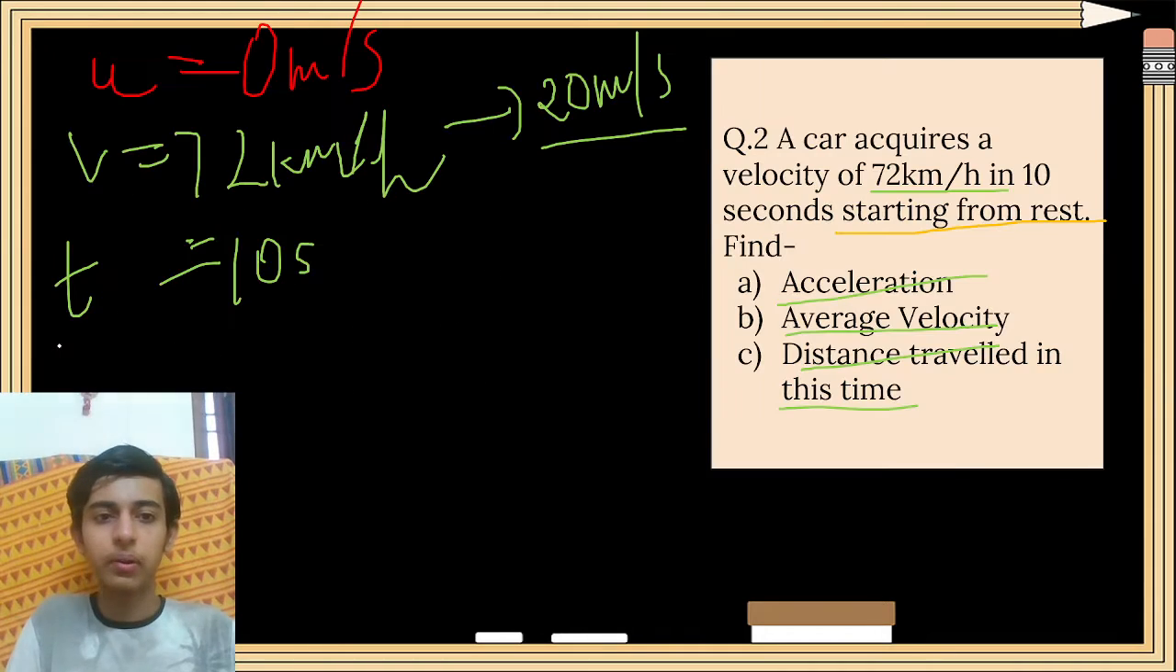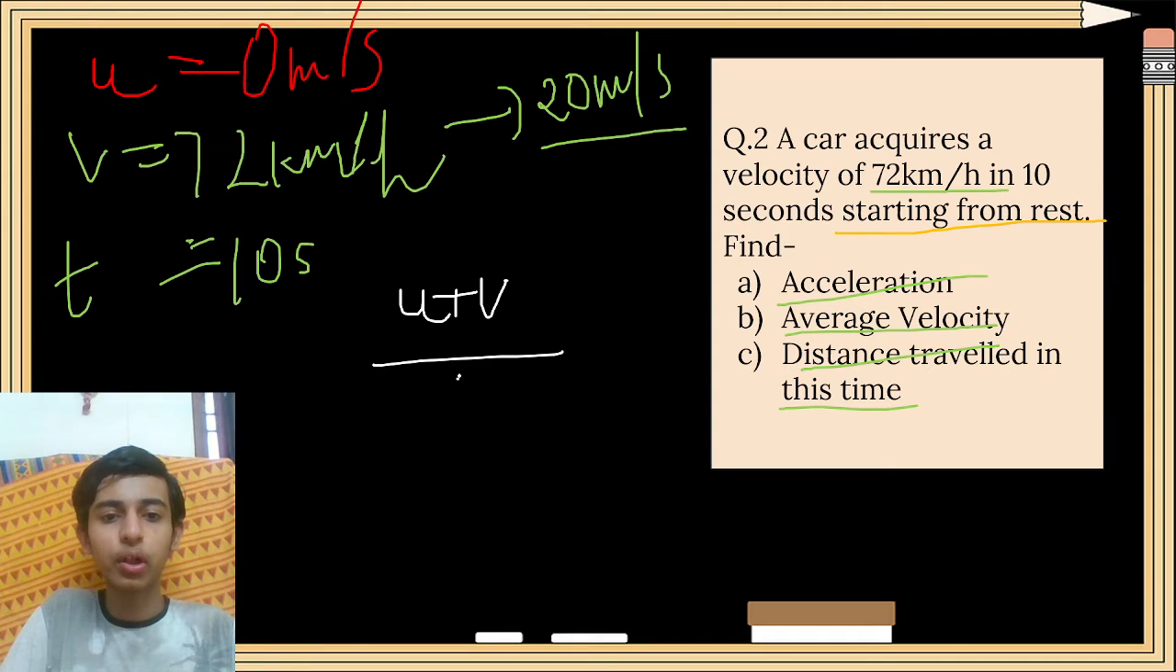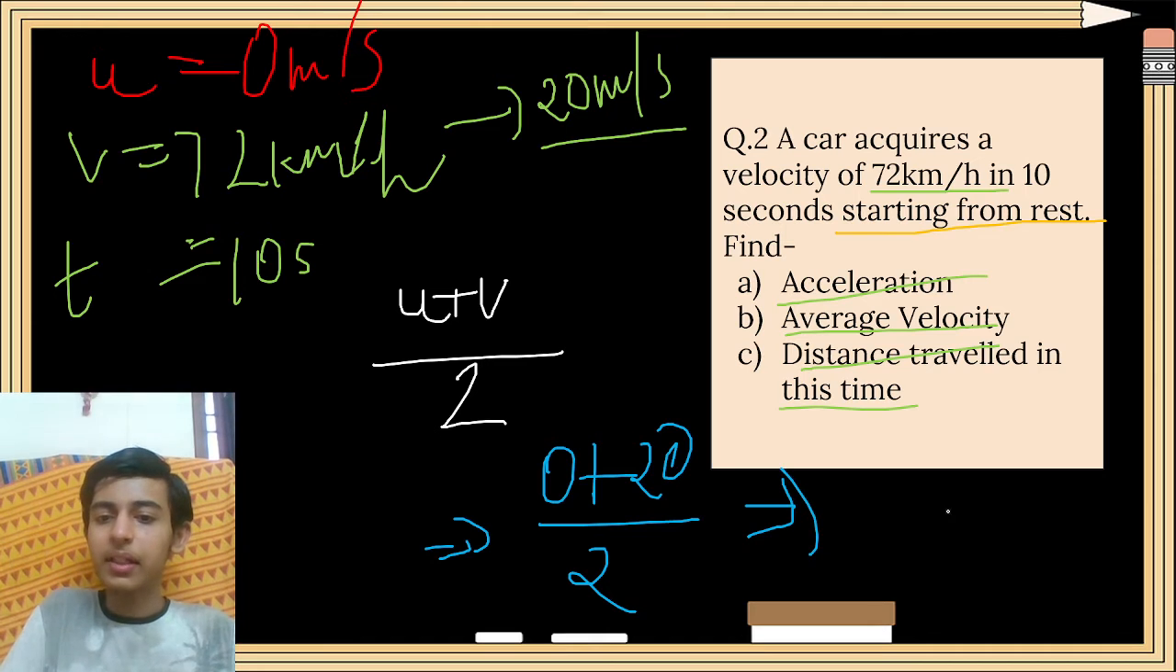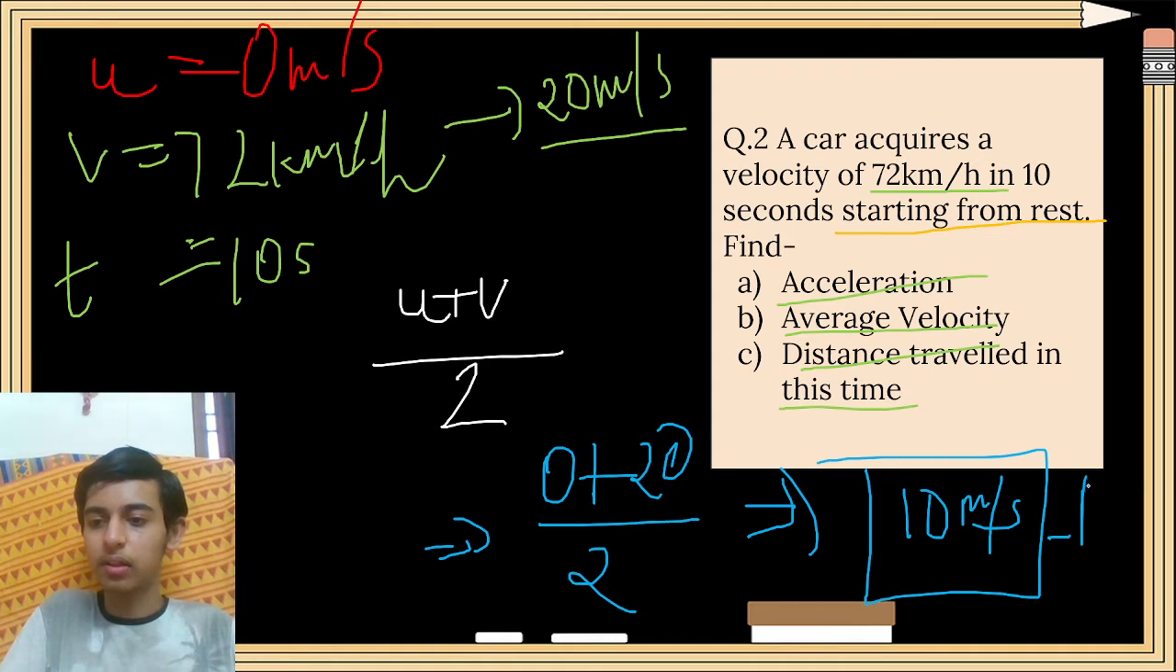Correct, everyone? Now the second thing, average velocity. What is the formula for average velocity? It is (u plus v) upon 2, that is, initial velocity plus final velocity, upon 2. So you will be getting u, that is 0, plus 20, upon 2. So you will be getting 20 upon 2, 10 meters per second. So 10 meters per second is going to be your average velocity.